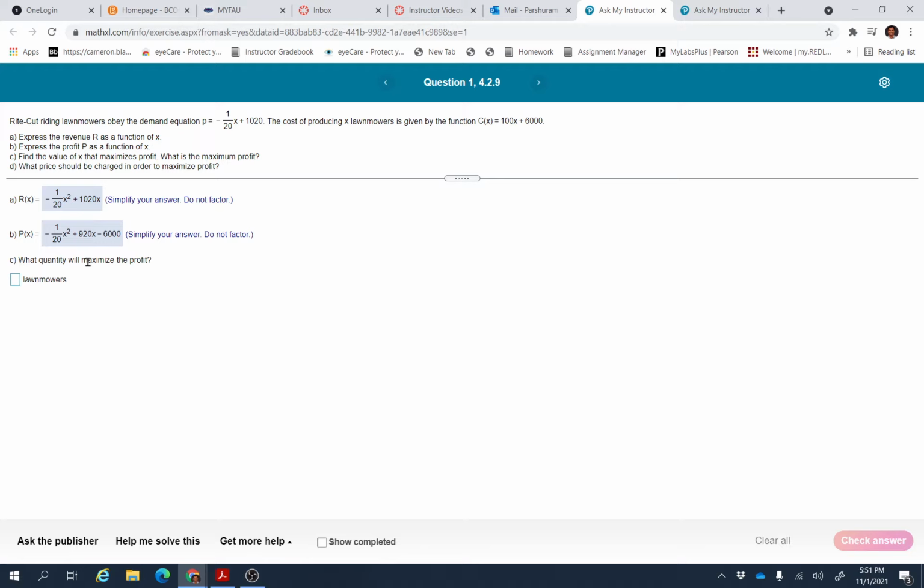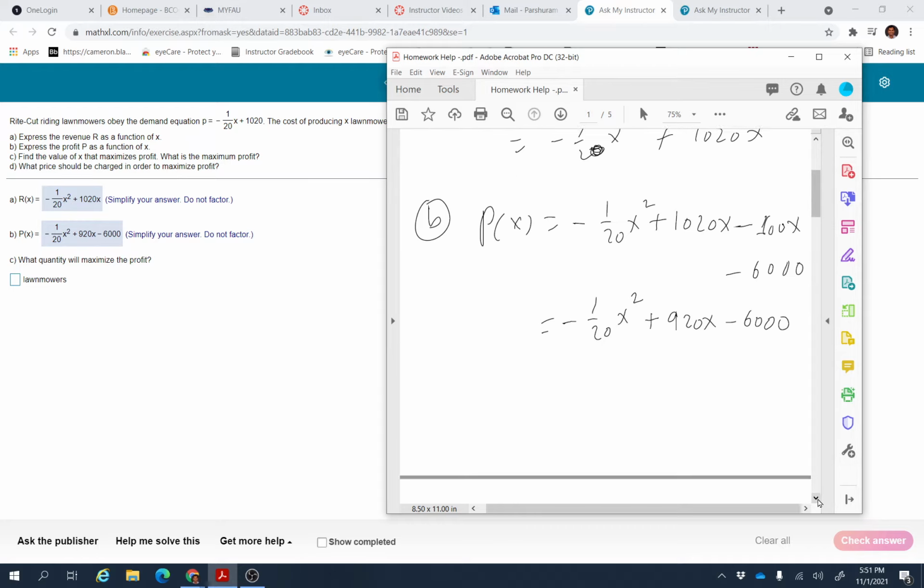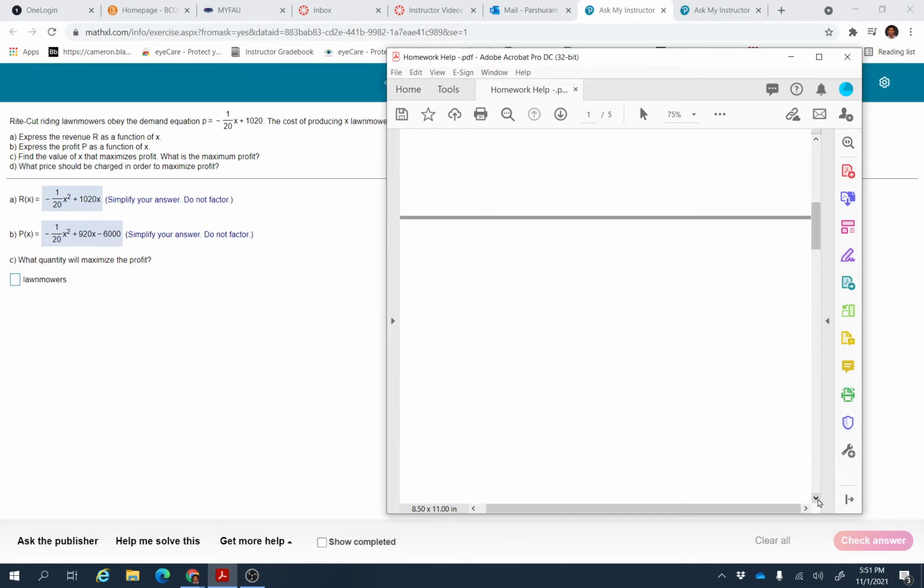Now let's go to the next part, which is part C. What quantity will maximize the profit? So we want to find the maximum value of this profit, and we know that this is a quadratic function. The maximum or minimum value of any quadratic function can be found by finding the vertex. So you can find the vertex of this quadratic function P of x.